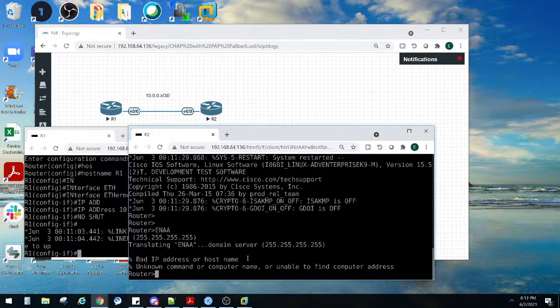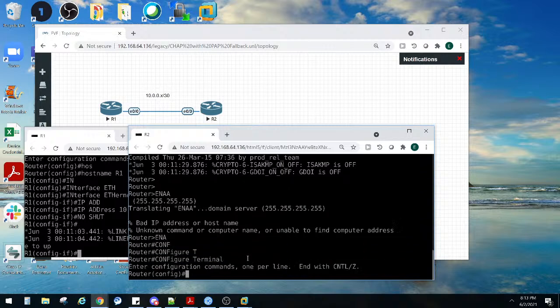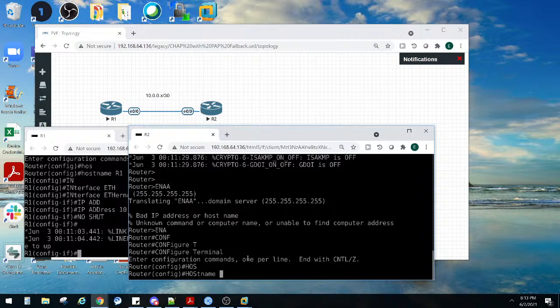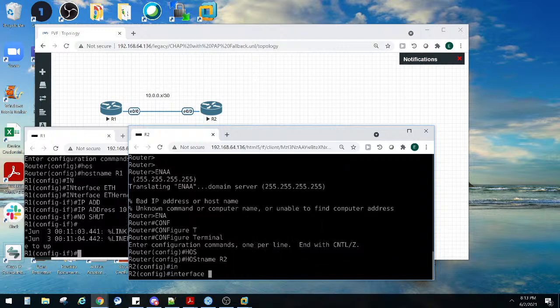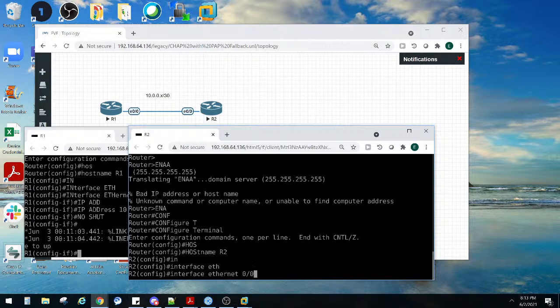So enable, what am I doing? Global config mode. He is going to be router 2. The book says he's router A, but whatever. Like, we gotta knock this out, right? R2. Interface, what is that? Ethernet 0/0.